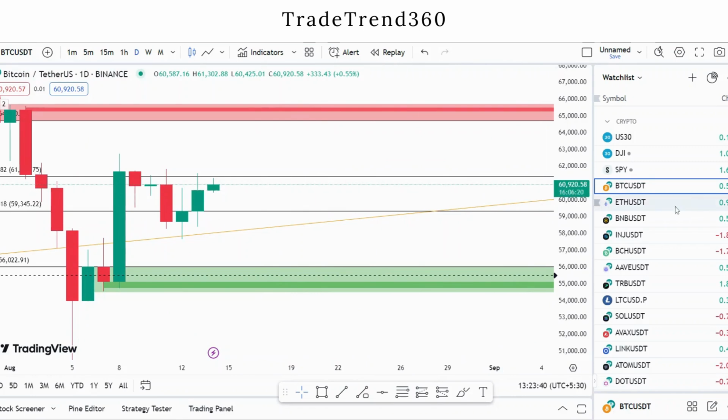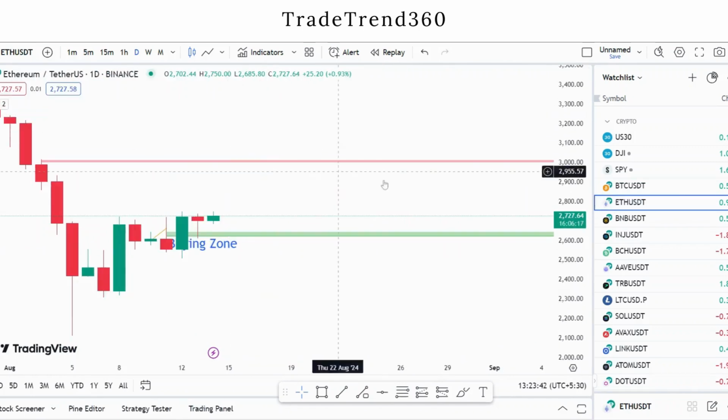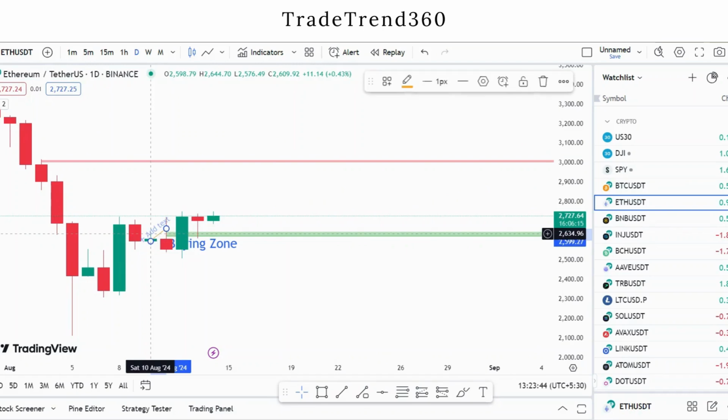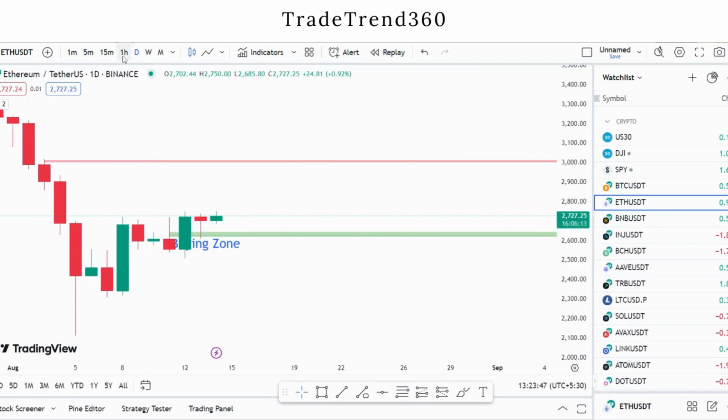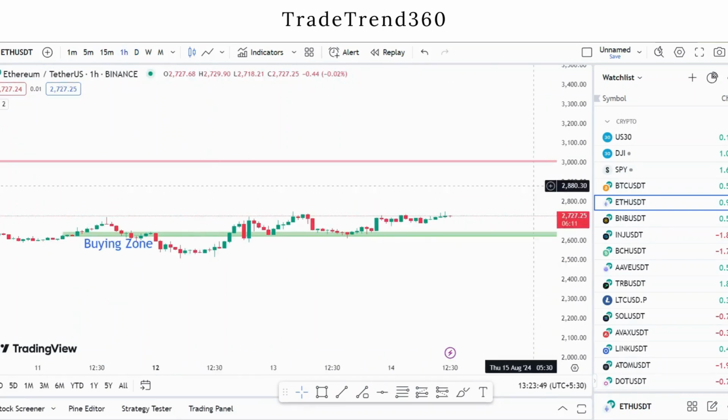Okay. Second is the ETHUSDT. As we can see here, I have marked a buying zone in a 1 hour time frame.